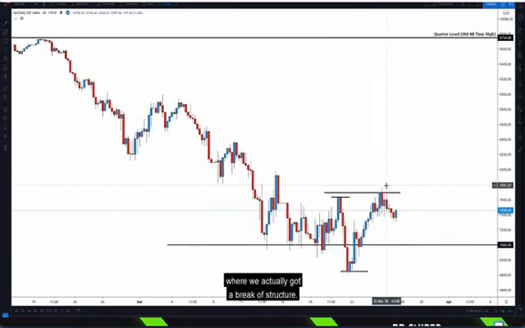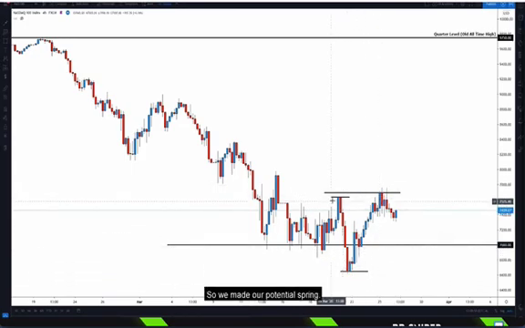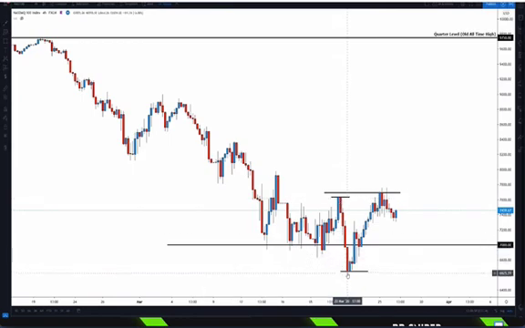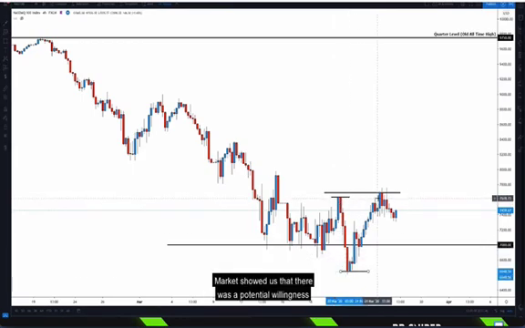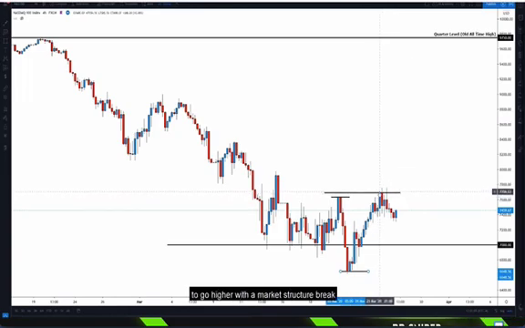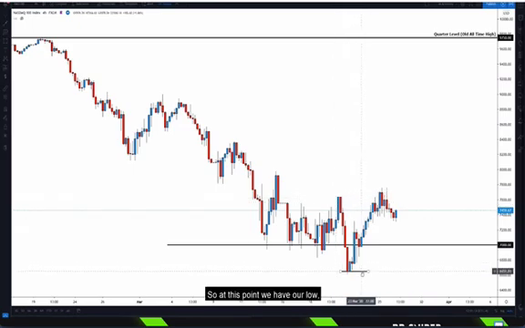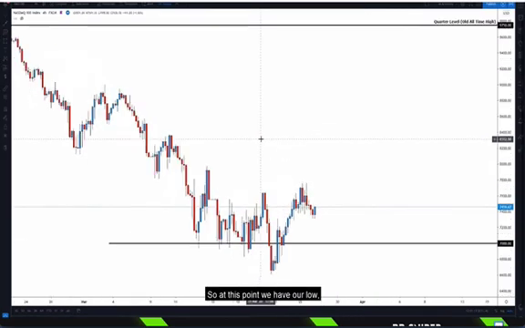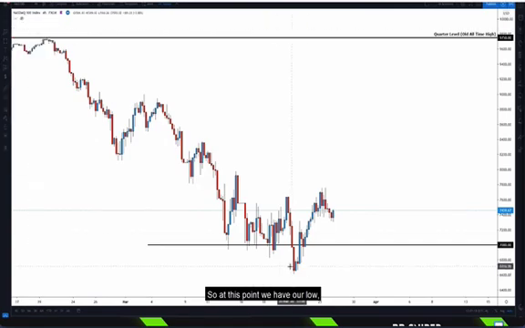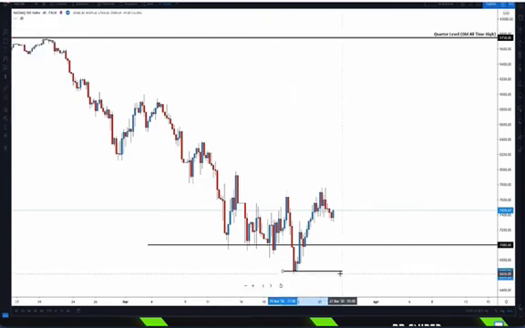And then it wasn't until this moment where we actually got a break of structure. So we made our potential spring. Market showed us that there was a potential willingness to go higher with a market structure break, successfully closing beyond these candles. So at this point, we have our low.